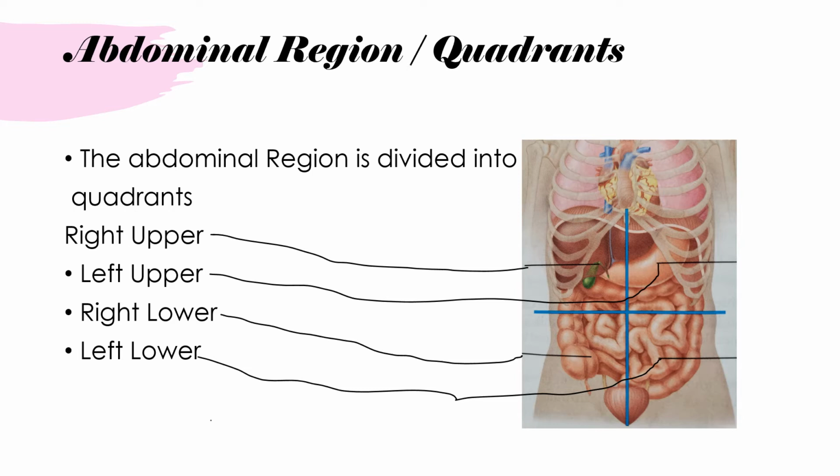The abdominal region is divided into quadrants. Here we have the right upper, the left upper, the right lower, and the left lower. These are referring to the region's location in the anatomical terms. The anatomical body position is where the body is erect, palms facing forward, and feet slightly apart. That's how the different regions and locations on the body are going to be described from here on out.